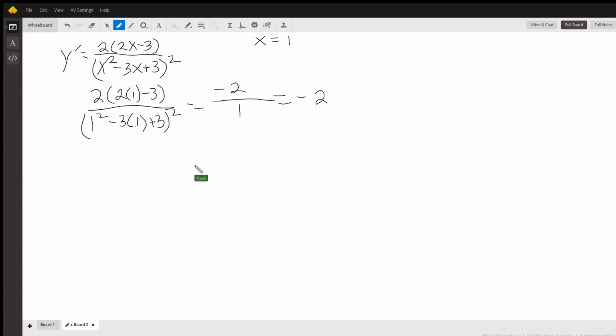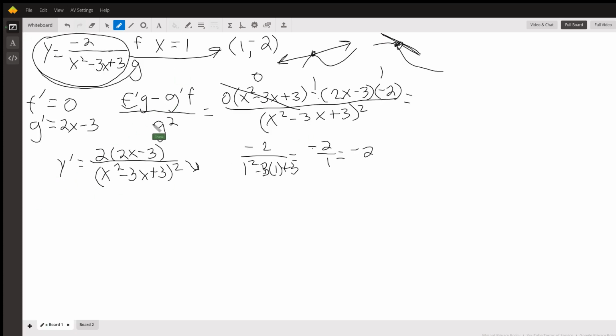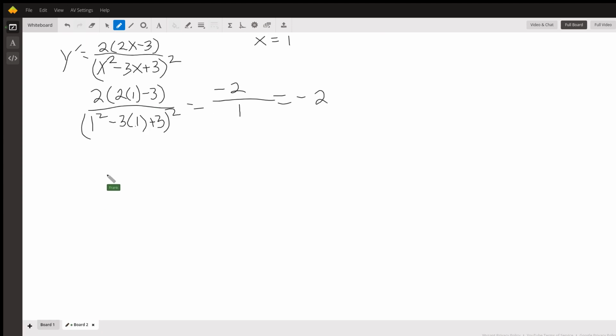So I have this point that I found by plugging x equal 1 into the original equation. The point was 1, -2. And the slope is -2. I'll use the slope-intercept form, y equals mx plus b, where m is the slope and b is the y-intercept. To find the equation of this line, I can plug in 1 for x, -2 for y, and -2 for the slope, and then solve for b.